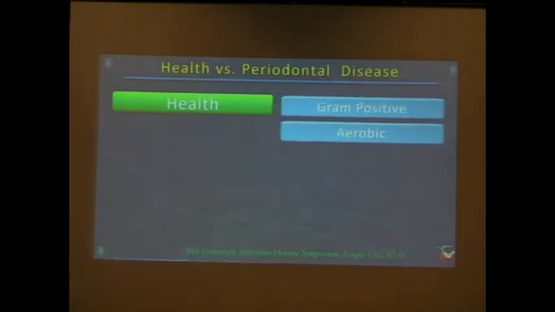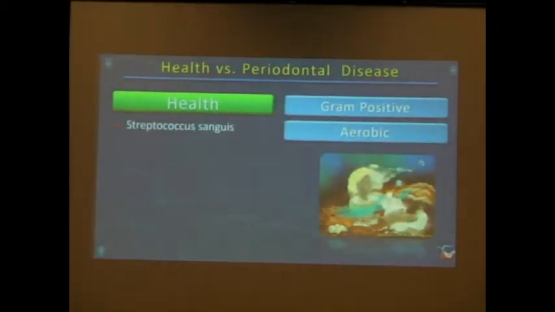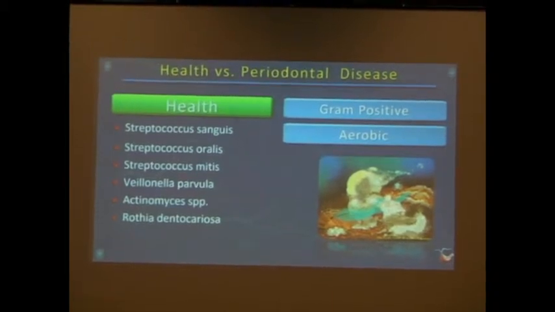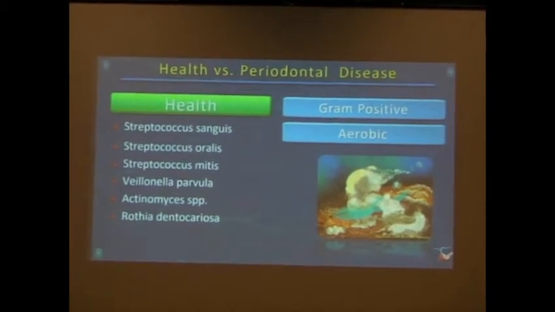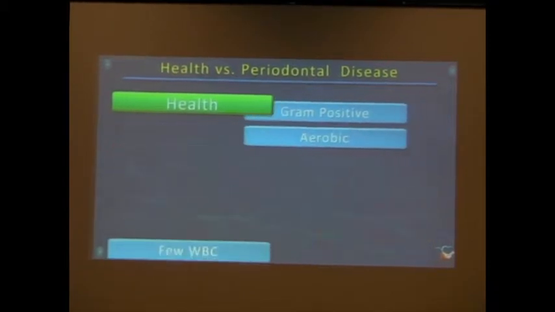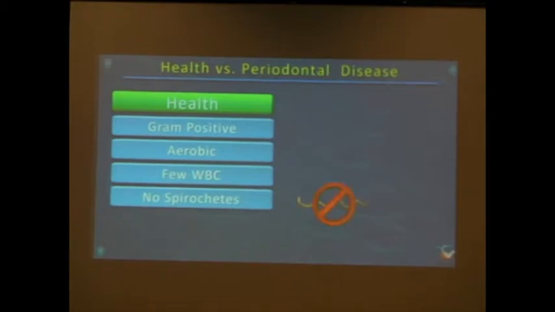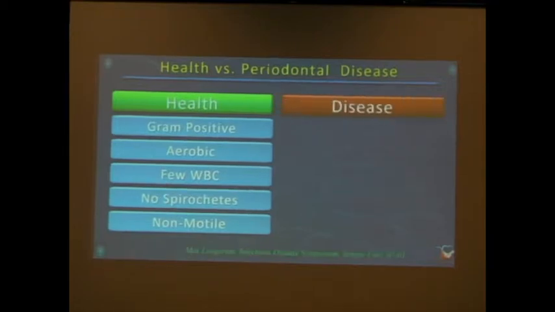On the other hand, these are the organisms that are typically seen in healthy mouths. You don't need to know the names of them, just know that they're gram-positive aerobes for the most part. I said few white blood cells, and that is the hallmark of an absence of inflammation. No spirochetes whatsoever. And a non-motile population.